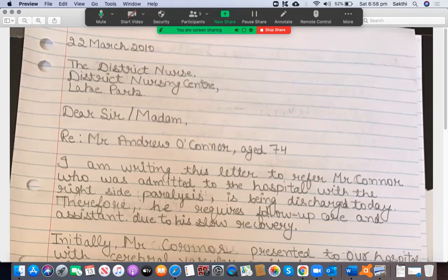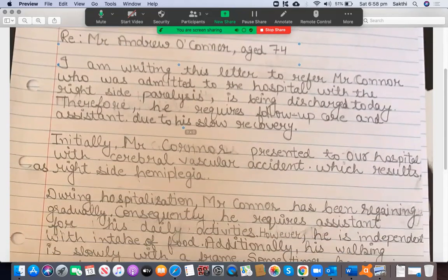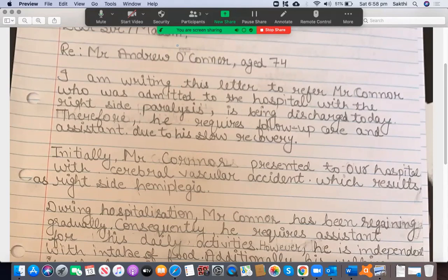The next one is Dear Sir/Madam. That's good. And then Mr. Andrew O'Connor, aged 74. That's also good. I'm happy with that. I'm writing this letter to refer Mr. Connor. No, it's not Connor. Mr. O'Connor. O'Connor is the surname. Whenever you see any apostrophe there, look at this apostrophe. They actually belong to the same word, the same name. They belong to the surname only. O'Connor is the surname. All right.